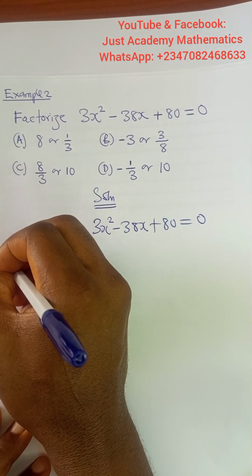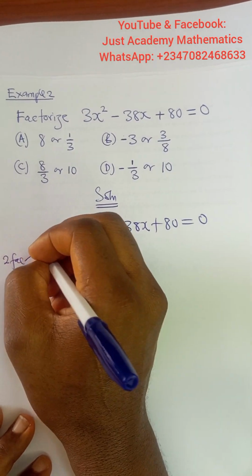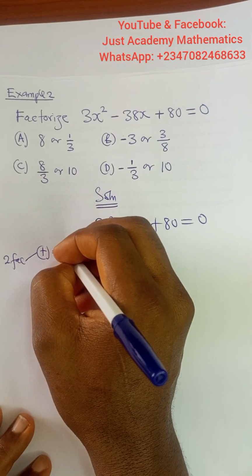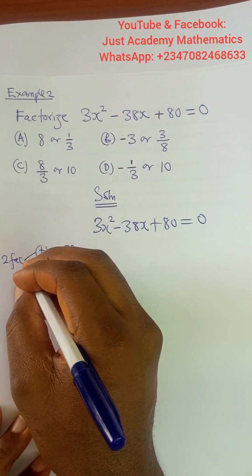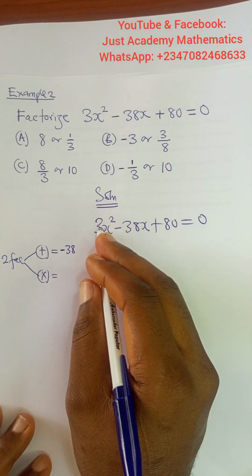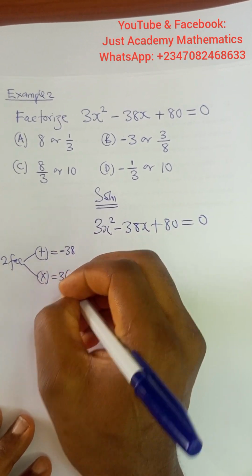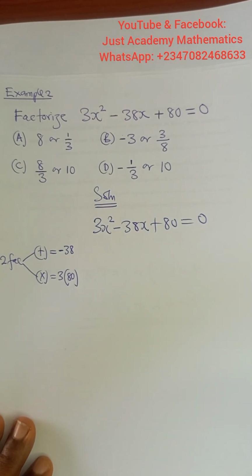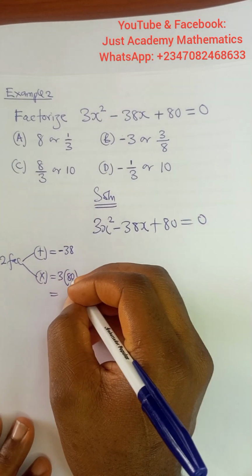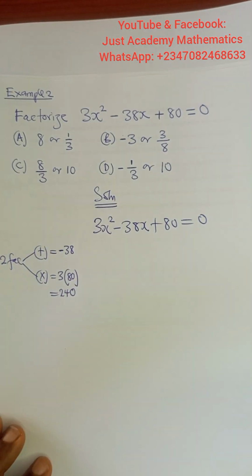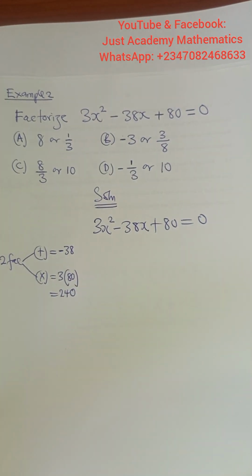We come and look for two numbers that when we add them together, will give us minus 38. That is what is at the center, if it's well arranged. And when we multiply them together, it will give us AC. A times C. What is A? 3. What is C? 80. Are you with me now? And what is 3 times 80? 3 times 0 is 0. 3 times 8 is what? 24. That is 240. So listen carefully.